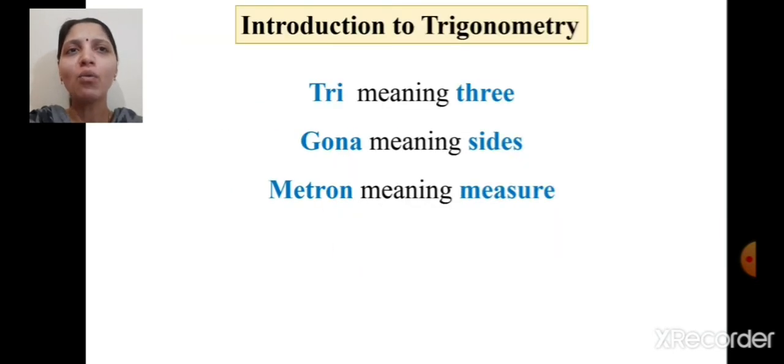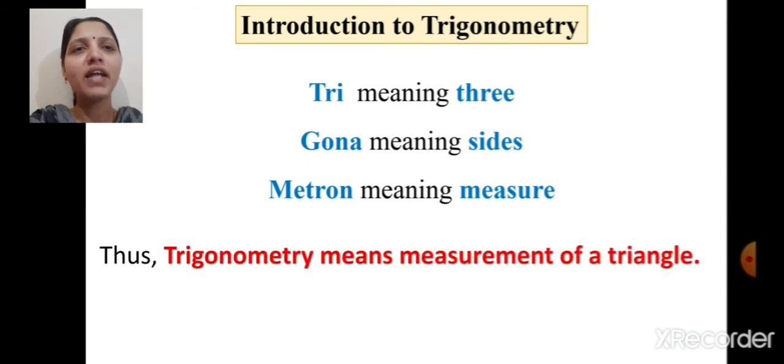Now let's see what is the meaning of trigonometry. Now trigonometry, this word has derived from three Greek words. Tri meaning three, gona meaning sides, metron meaning measure. Now where we find three sides? Yes, in triangles. So that means we can say that trigonometry means measurement of a triangle.